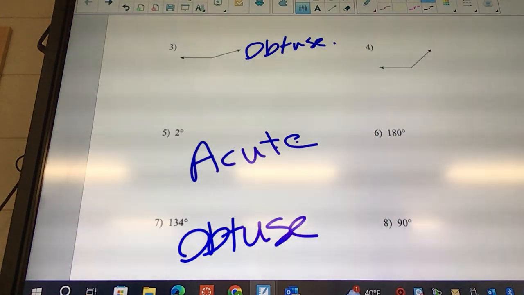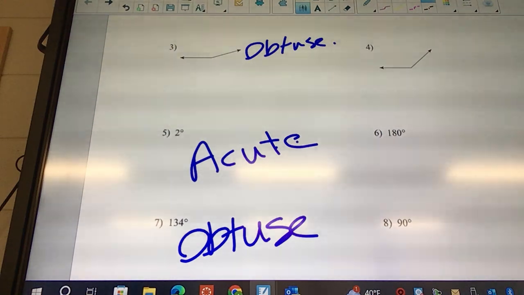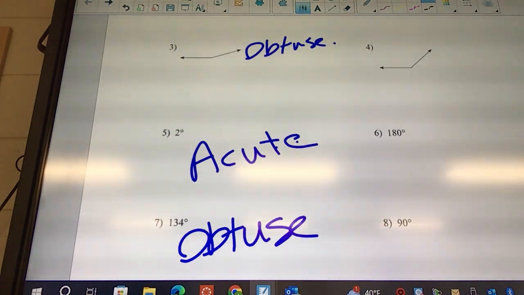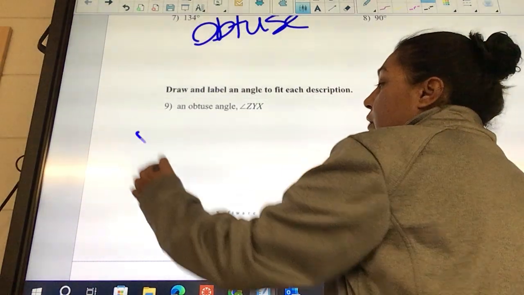Okay, what if it's 90? Right. What about 180? Straight. Okay, number 9. We're looking at this. It wants you to draw an angle, so we're drawing an obtuse angle.